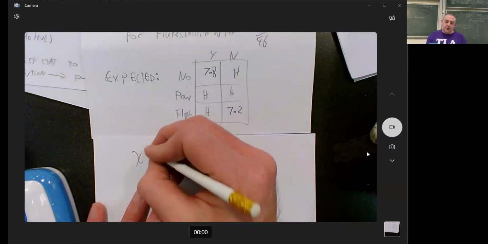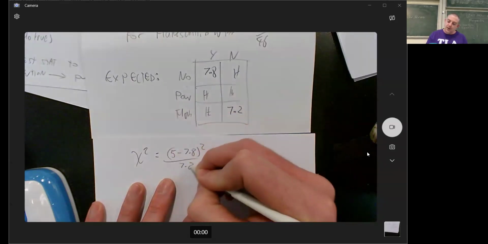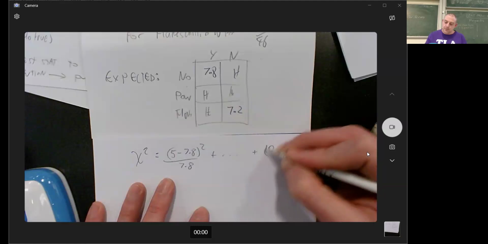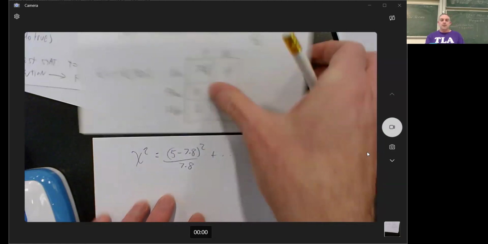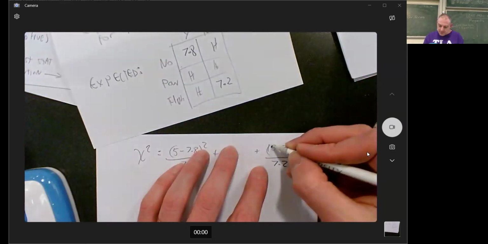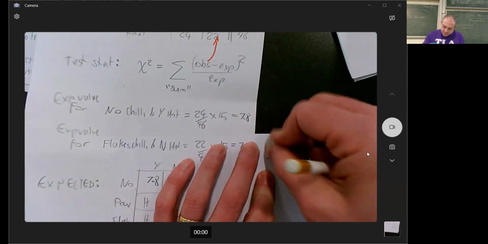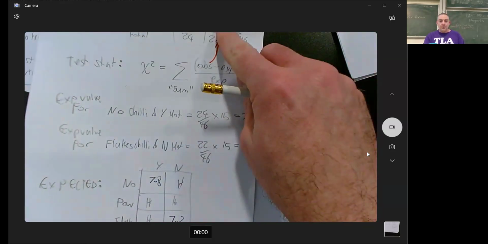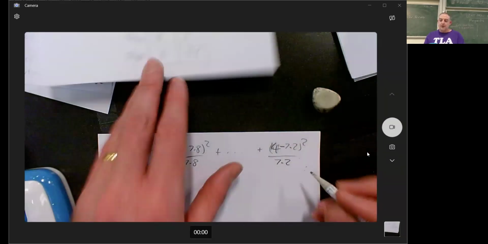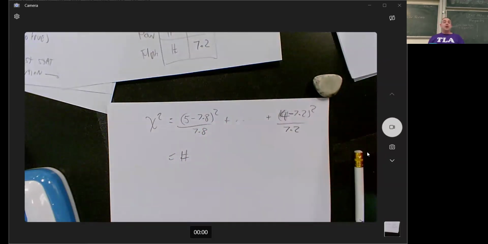And so your chi-squared is going to be like your 5 minus 7.8 squared over 7.8 plus blah, blah, blah, blah. There's 6 of them, right? So yeah, 5 minus 7.8 divided by 7.8. And sorry, it was a 9. And then the last one, this one down here, is a 4, damn it. 4 here minus 7.2 squared divided by 7.2. And you'll get an answer, whatever that answer is. And that answer you will look up in the chi-squared distribution.